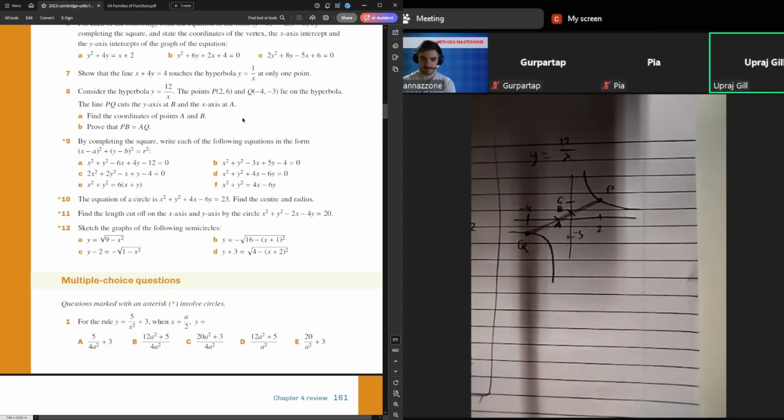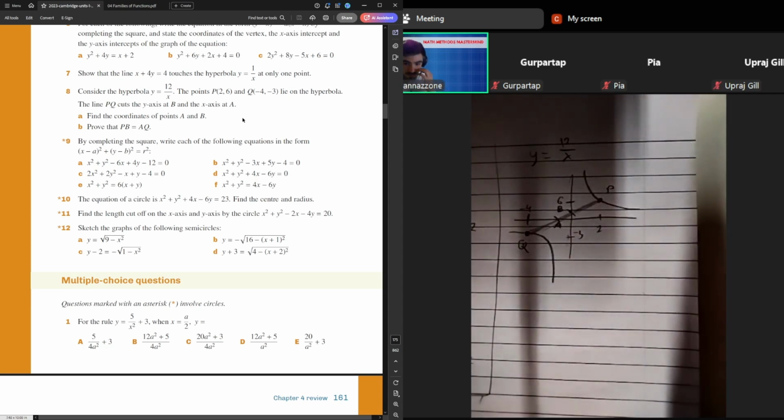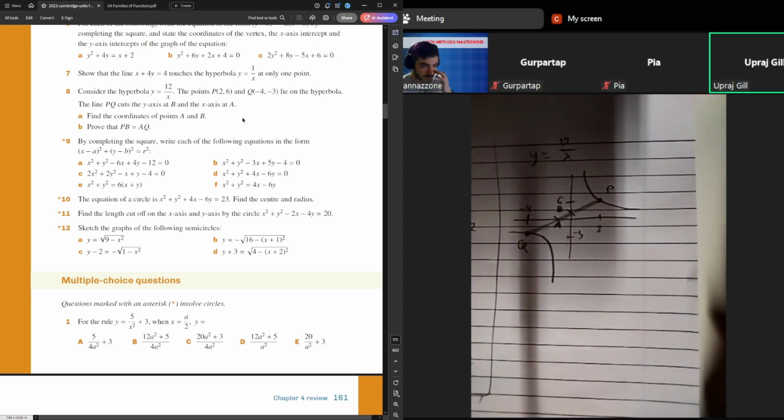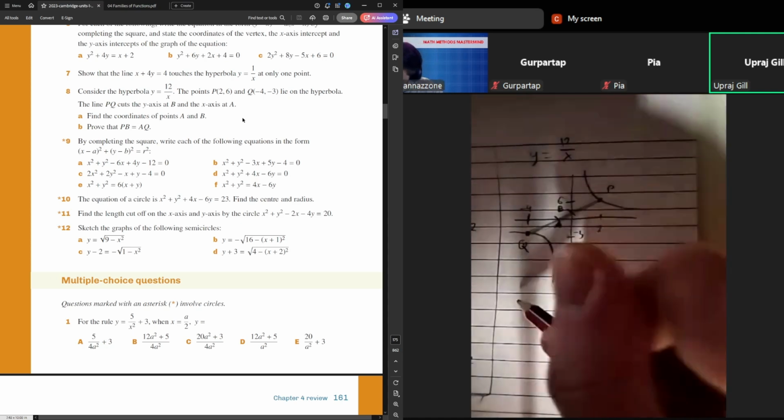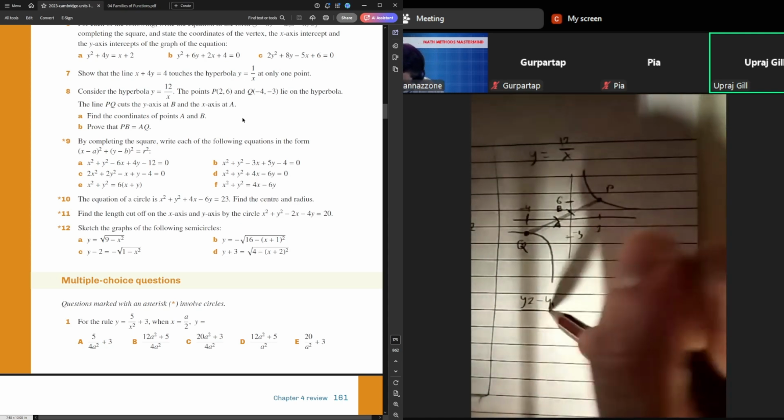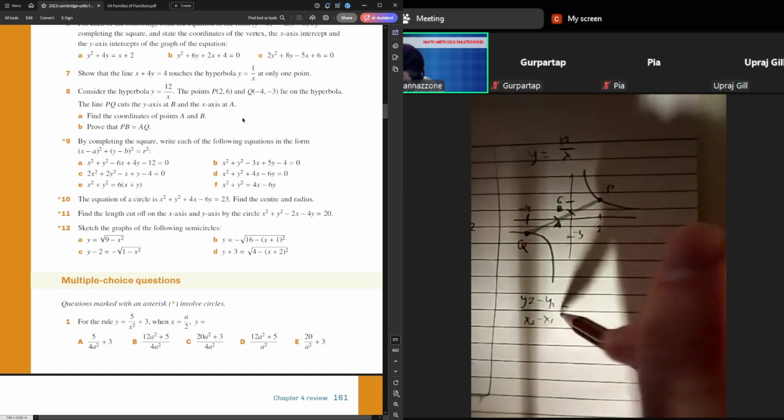We figure out the equation of the linear between P and Q. It's almost got nothing to do with hyperbolas, at least not yet. So how do we find the equation of a linear? First we'd want to do y2 minus y1 over x2 minus x1 to find the slope. Sounds good to me.